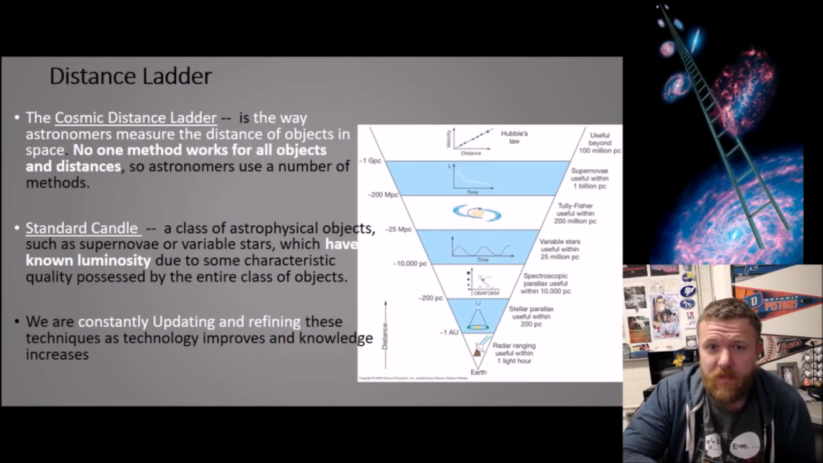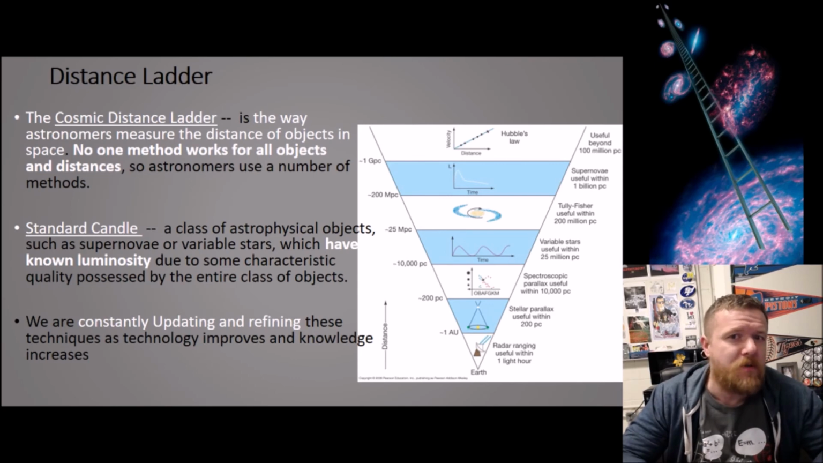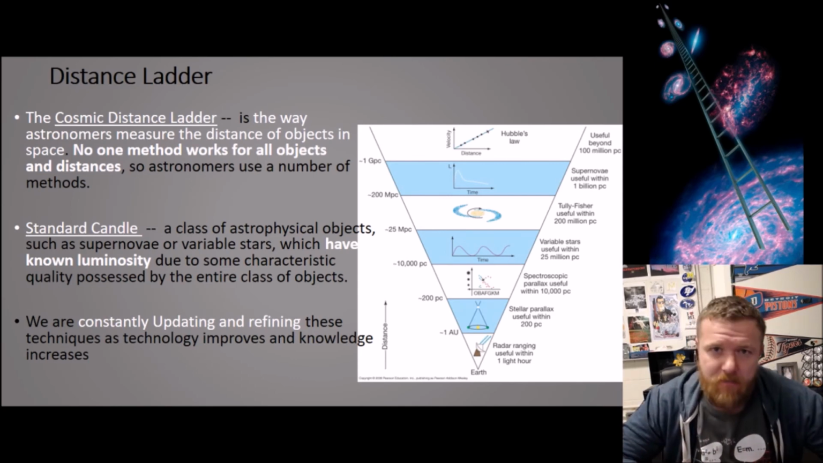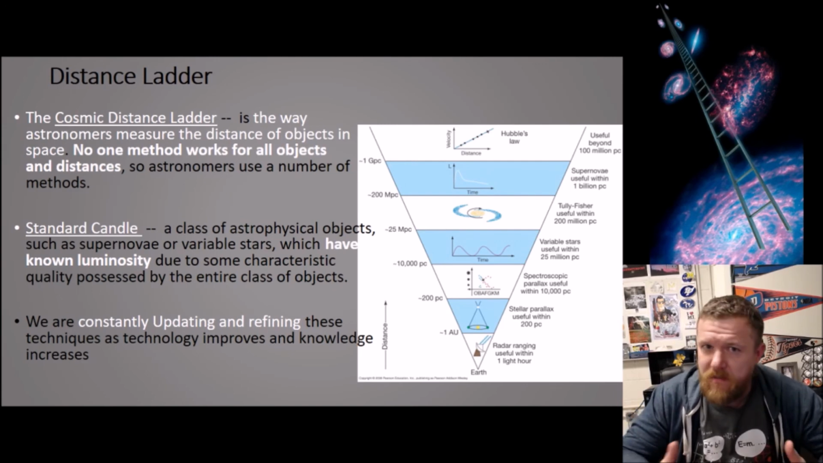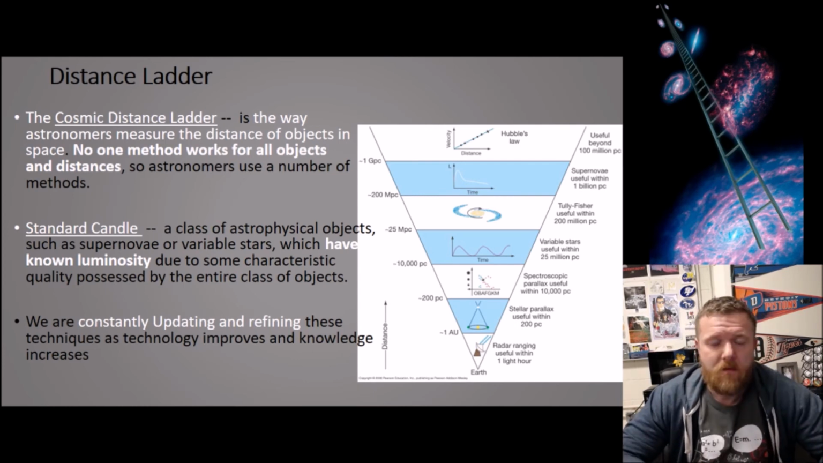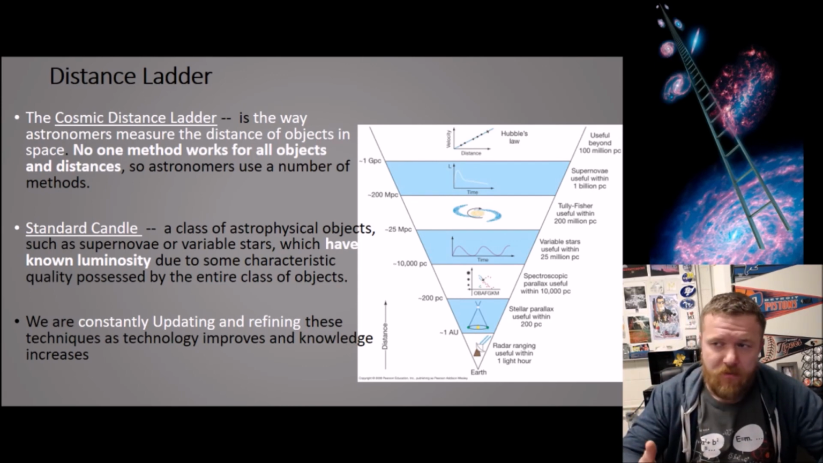What we do is we use what's known as a distance ladder. And the distance ladder is a metaphor for how astronomers use different methods to find distances to different objects. No one method is going to work for all distances. If you're really close, you can use certain methods. If you're an object that's a little bit farther away, you have to use different methods. So by using all of those methods and overlapping them, they're able to figure out how far away most things in the universe are.